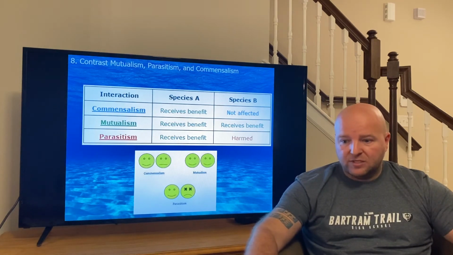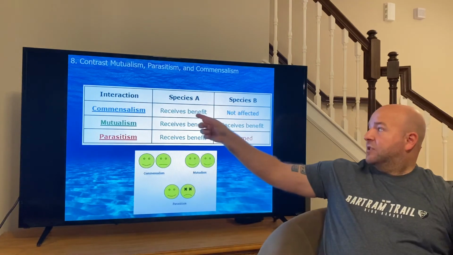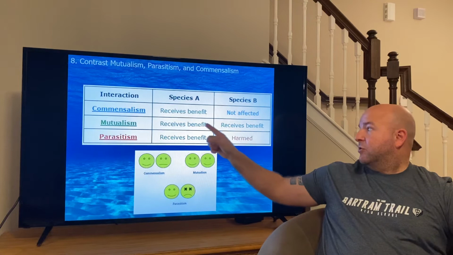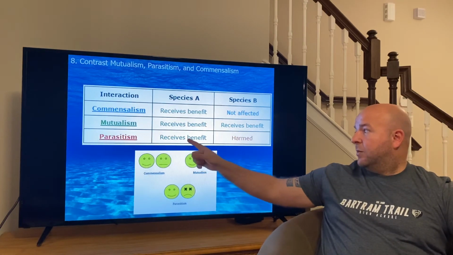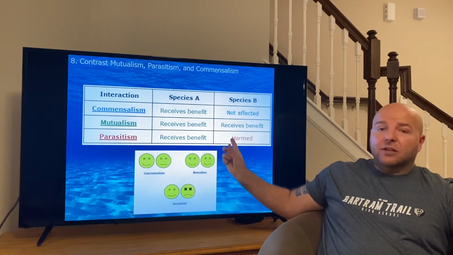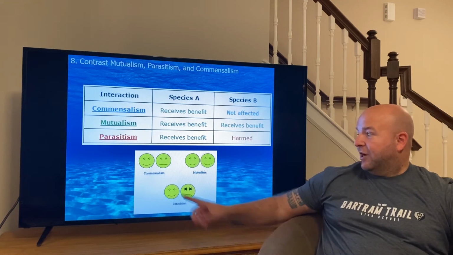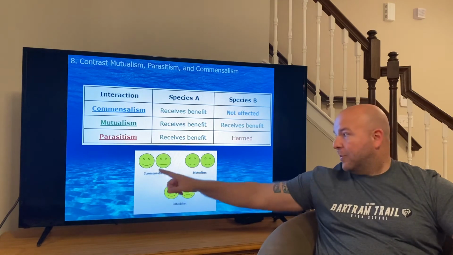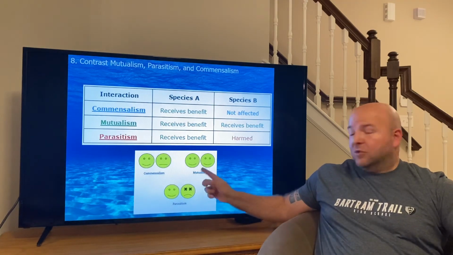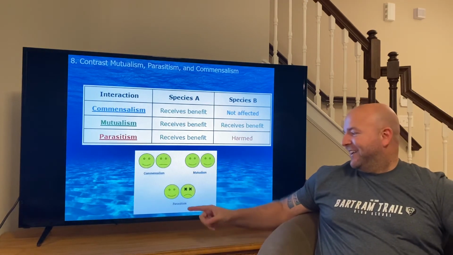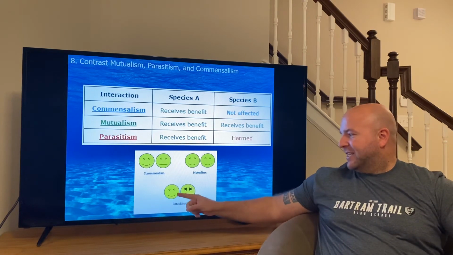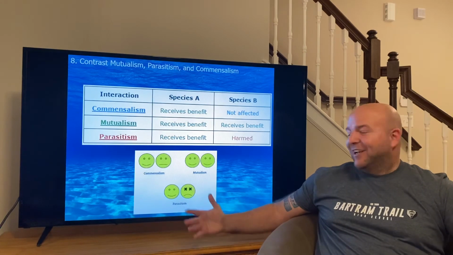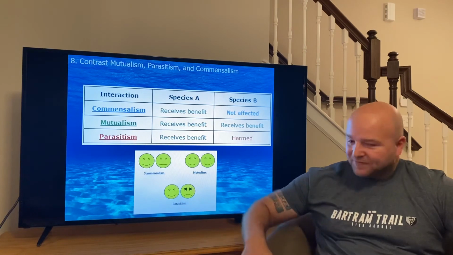So again, commensalism, one receives the benefit and the other is unaffected. Mutualism, both receive the benefit, and parasitism, one receives the benefit, the other is harmed. And the smiley faces here do a pretty good job too. Commensalism, one is happy, the other is neutral. Mutualism, both are happy. And parasitism, one is happy and the other is dead, is being killed by the relationship.